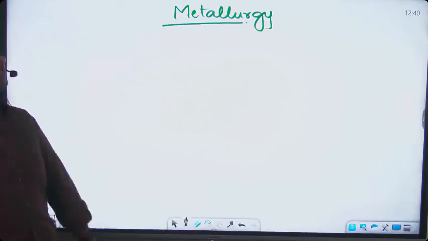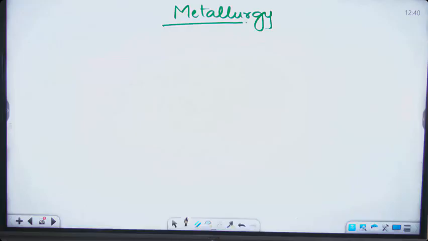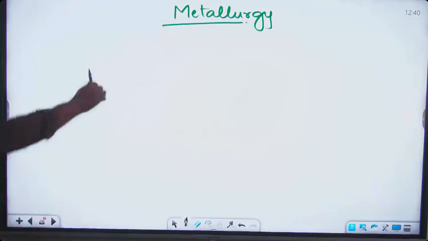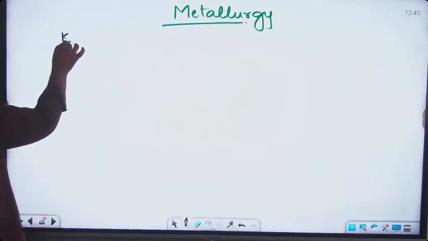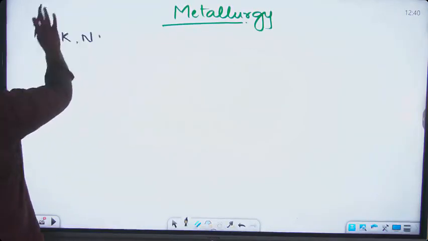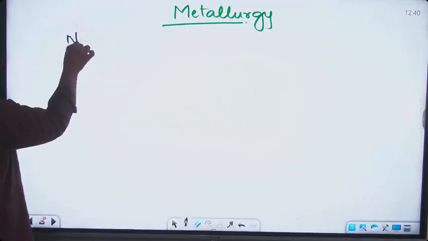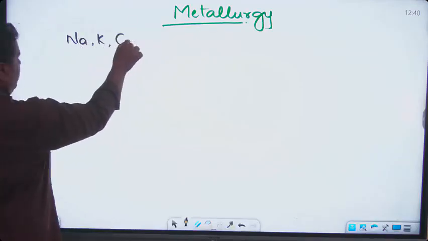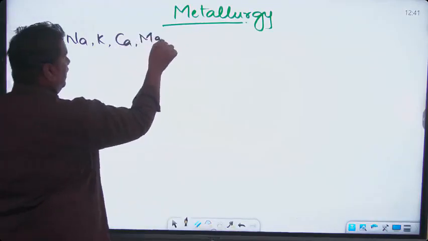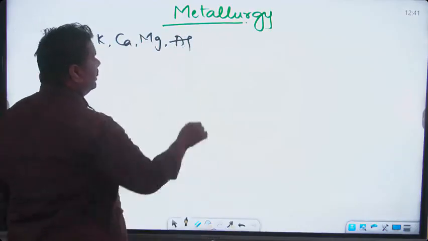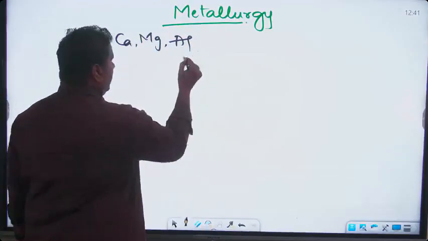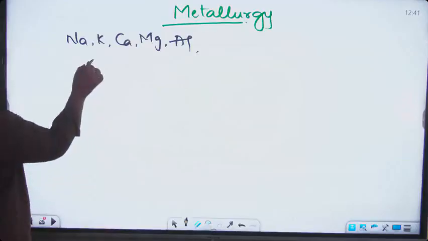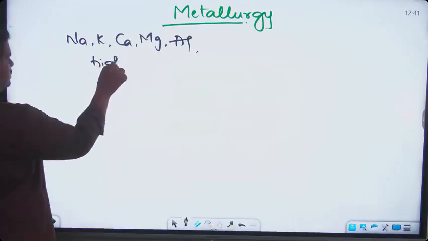So here in the case of metallurgy, we talk about some of the metals which are reactive in nature and which are non-reactive in nature. Now, for example, potassium, calcium, magnesium, and aluminium. These are highly reactive in nature.